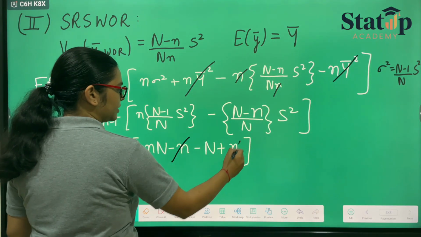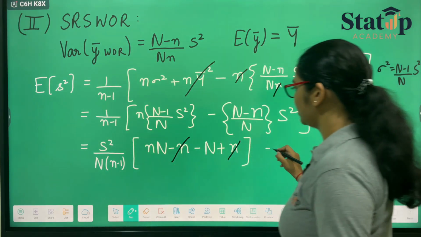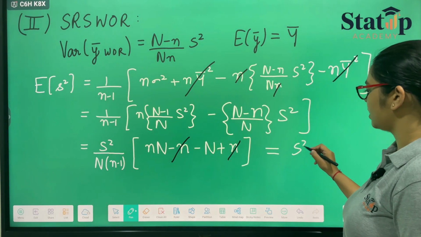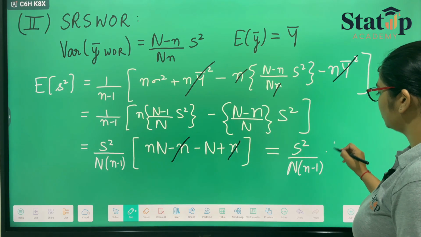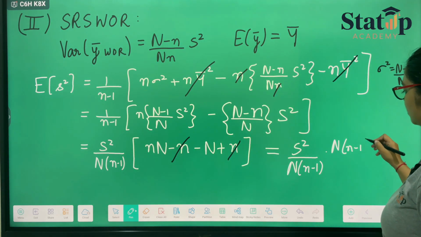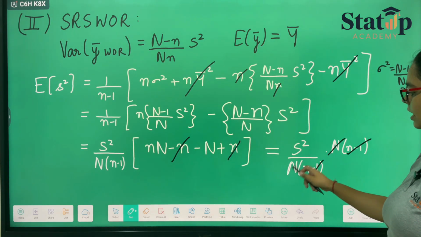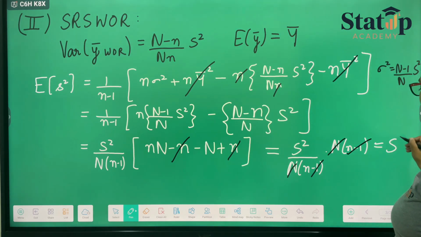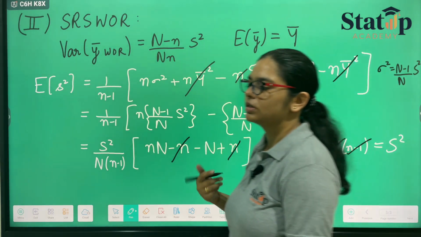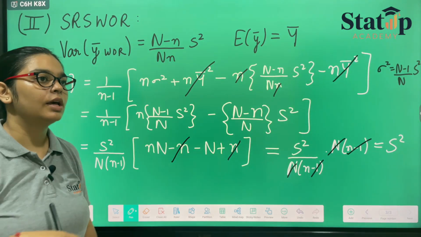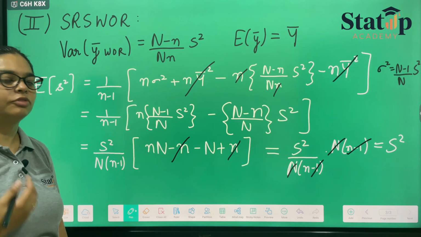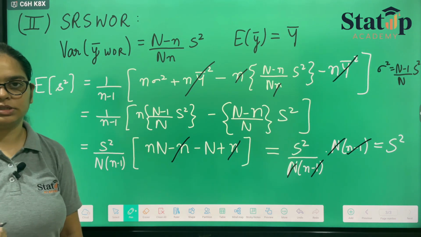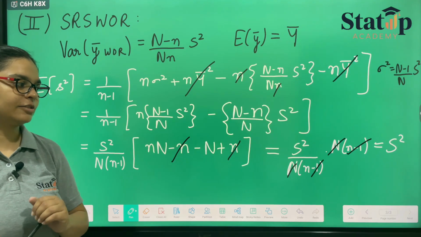So plus n minus n gets cancelled, and we are left with S square upon capital N, n minus 1 into capital N, n minus 1. These two also get cancelled, and we are left with capital S square. So here also, in simple random sampling without replacement, the sample variance is the unbiased estimator of the population variance, which is capital S square. So this has been proved.